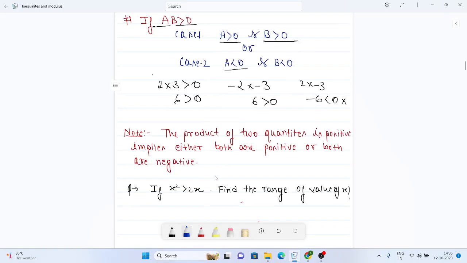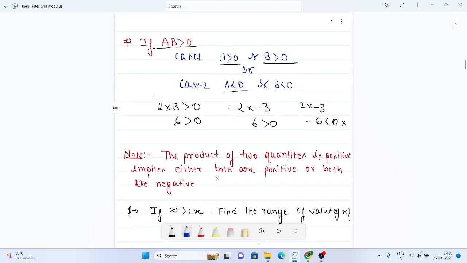So the product of two quantities is positive implies either both are positive or both are negative. You have to remember this when this type of question comes. Then we see one question on this. Okay, note down this and let me know when you are done.